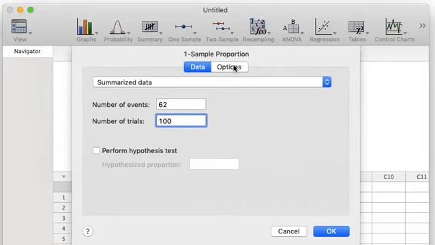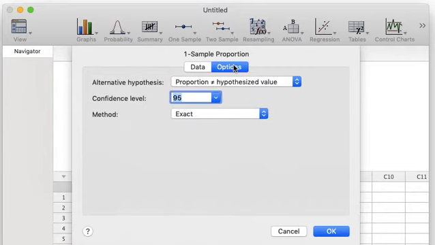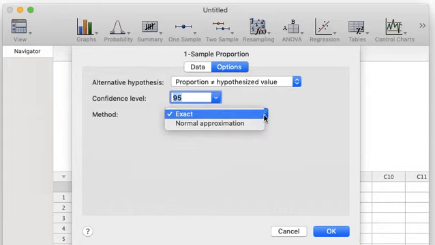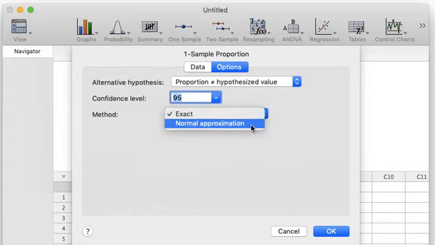Then we're going to click over to options. And just like with means, here is where I select the confidence level that I would like. In this problem, they're asking for a 95% confidence interval, so I can leave it as is. But I could also change it to 90 or 99. Now, what I need to do next is change this method box from exact to normal approximation. Then I click OK.